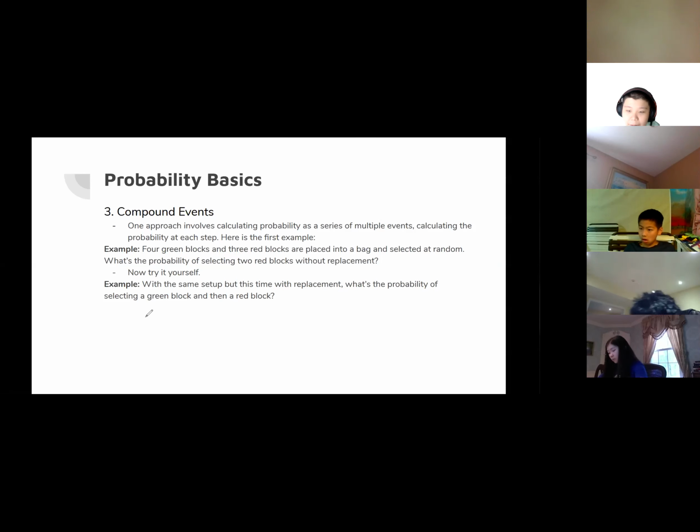So here's an example: 4 green blocks and 3 red blocks are put in a bag and selected at random. What's the probability of selecting 2 red blocks if we're doing it without replacement? So, what's the probability that the first one is a red block? Well, there are 3 red blocks and there are 7 total, and they're selected at random, so there's just a 3/7 chance.